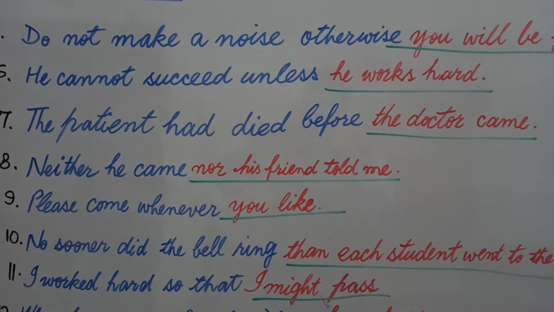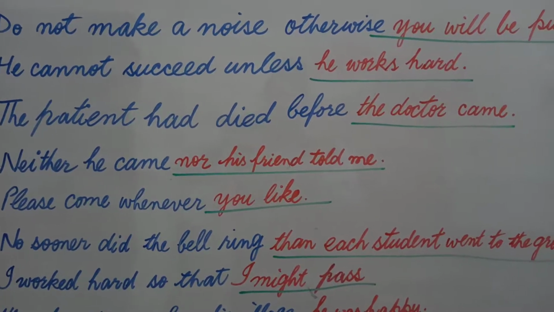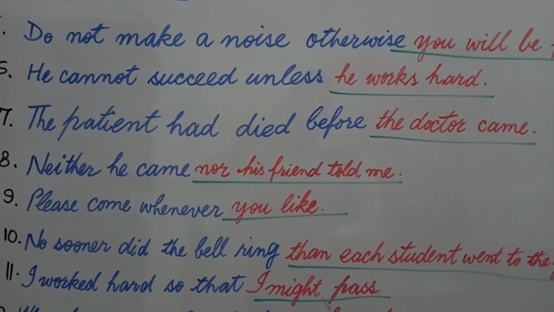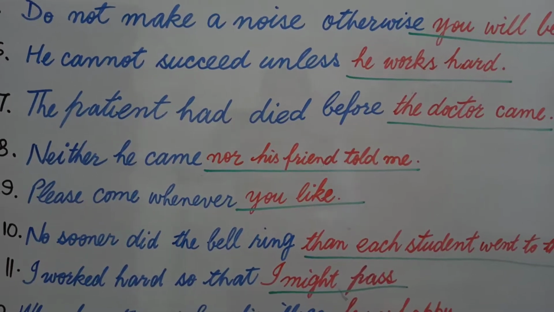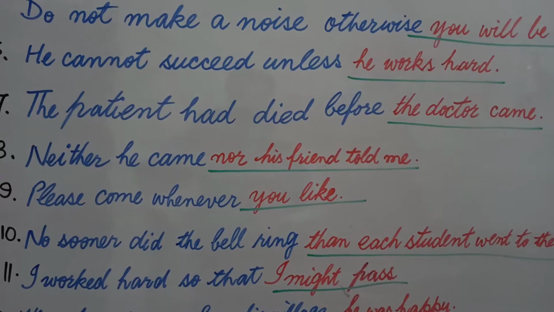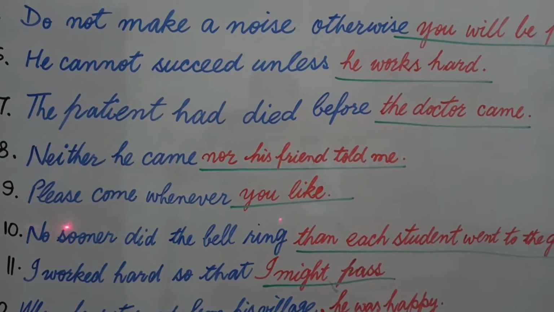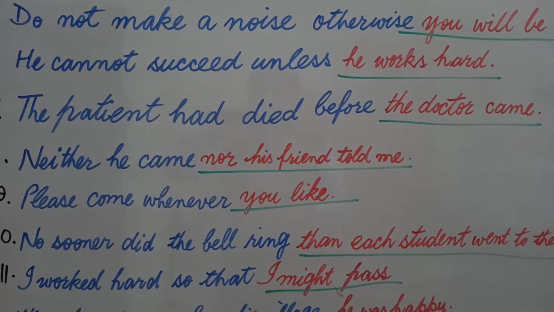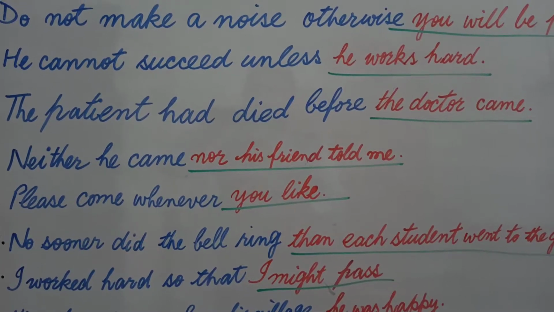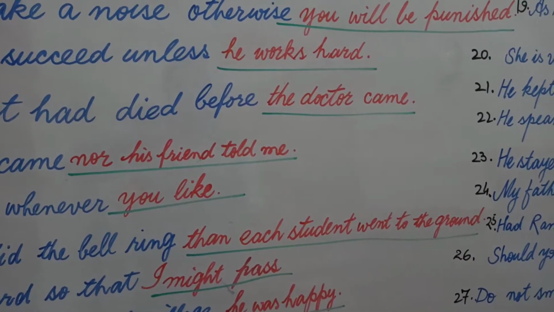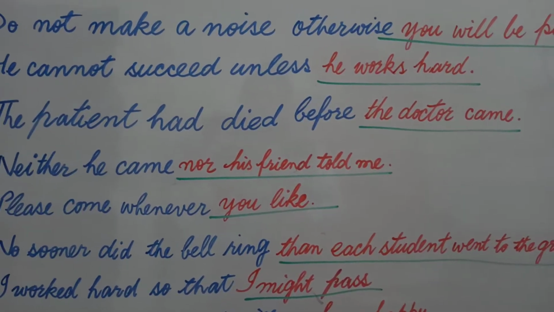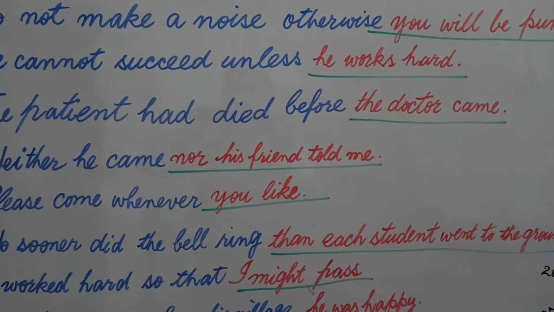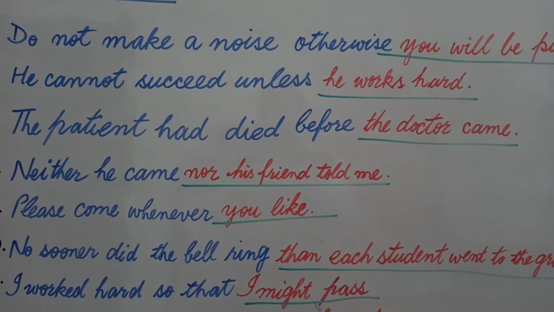In sentence number 10, no sooner did the bell ring than each student went to the ground. No sooner means as soon as. The use of as soon as is easier than that of no sooner. Whenever you use no sooner, you use a helping verb did, had, do or does. If you have past here, then you use the next sentence in past indefinite. If you have do or does here, you use the next sentence in present indefinite. It would be better for you.